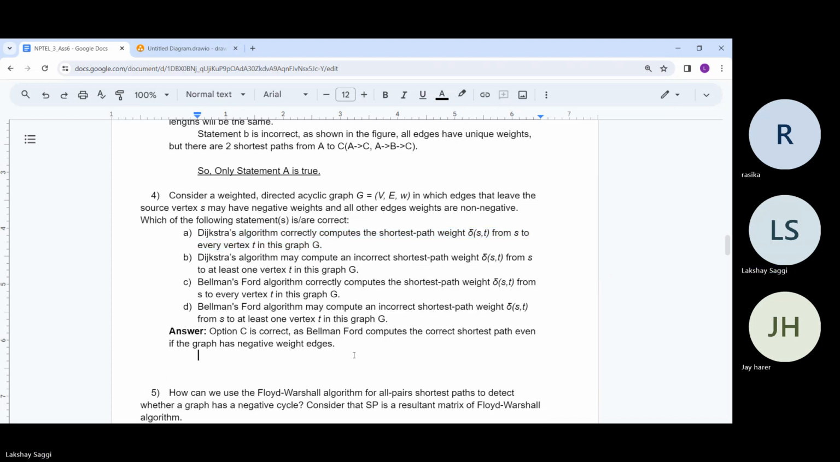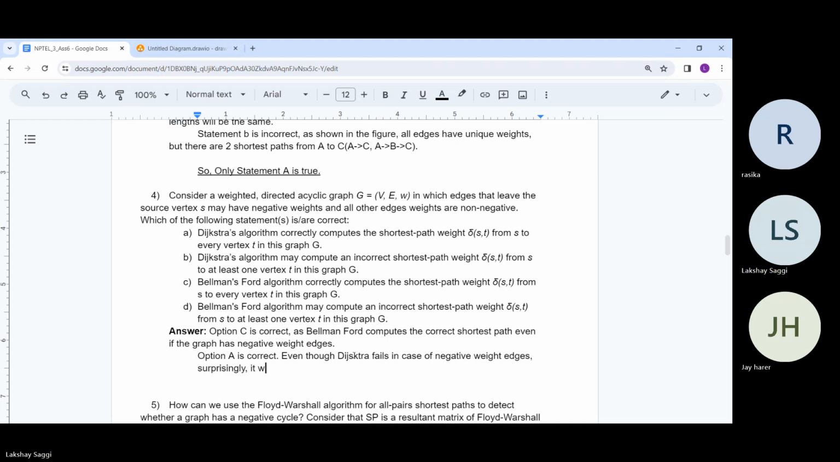So actually, option A is correct. Even though Dijkstra fails in case of negative weight edges, surprisingly, or maybe not surprisingly, it works if only the edges leaving the source can have negative weights.